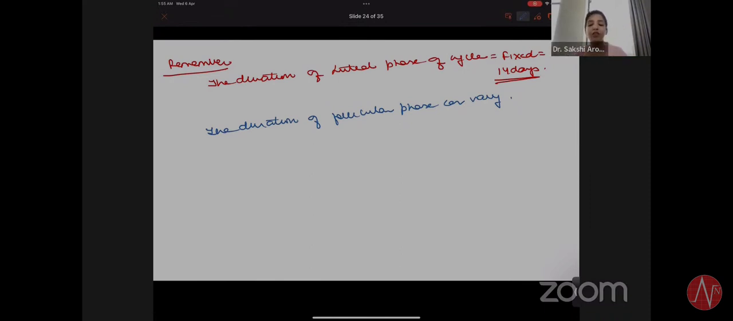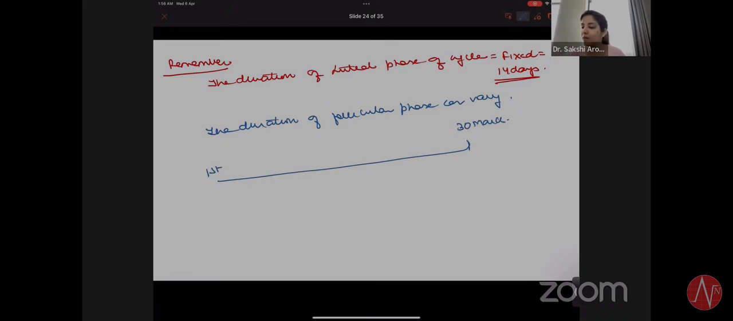So if there is a female whose first day of bleeding was 1st March, and the length of her cycle is 30 days, then her next period will come on 30th March. And this patient comes to us and says, doctor, please tell me when am I going to ovulate, right? So 1st March, 30th March.